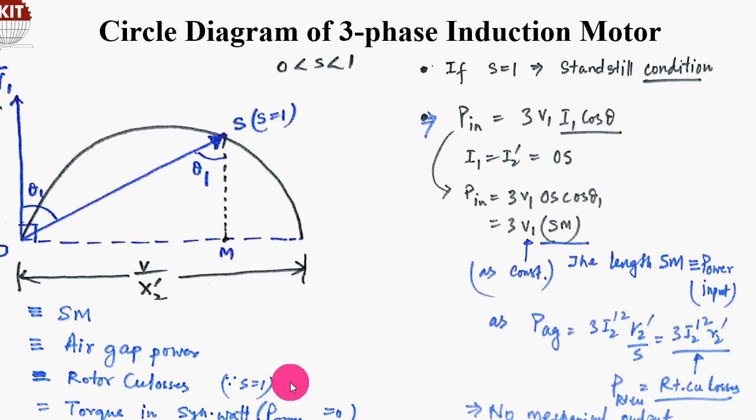So this SM length also represents the air gap power at standstill condition. It will also represent the rotor copper losses, and also the torque in synchronous watt, because you know the torque expression can be related to power. So here the air gap power is equal to the rotor copper losses, so the torque can be given by this.